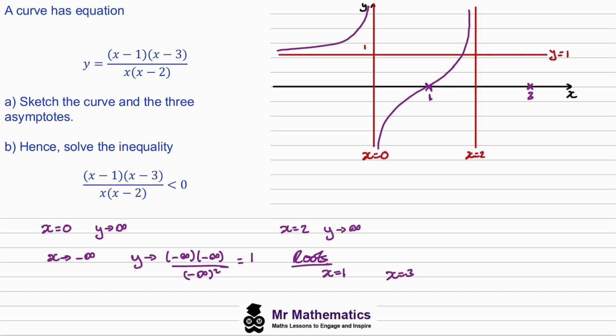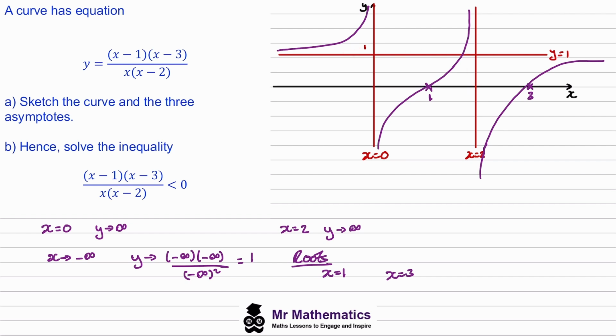And then as x goes beyond 2, we'll go from positive infinity to negative infinity. It will increase again, passing through the second root 3, and then we'll have a horizontal asymptote at y equals 1. So we'll get the curve looking like this. You can see we have the three asymptotes at x equals 0, x equals 2, and y equals 1.